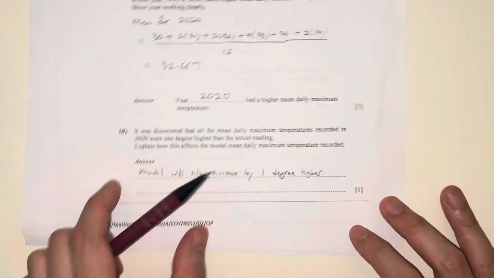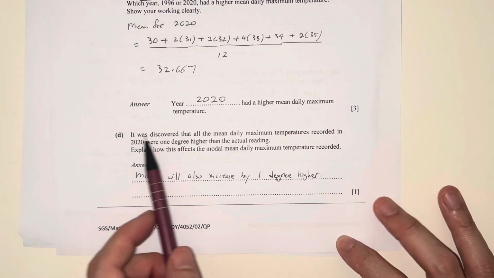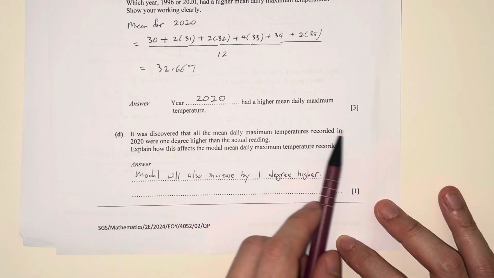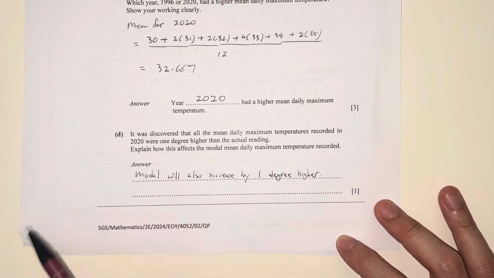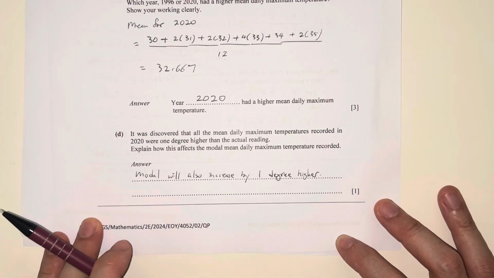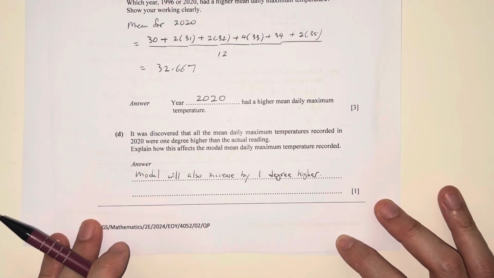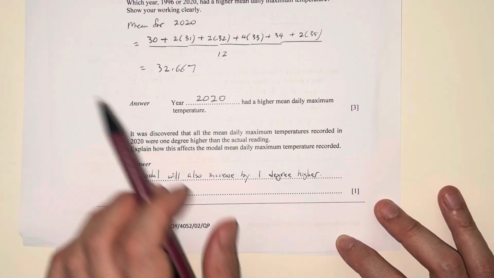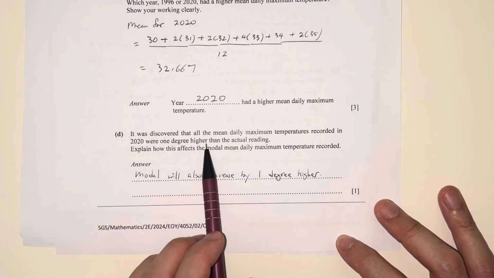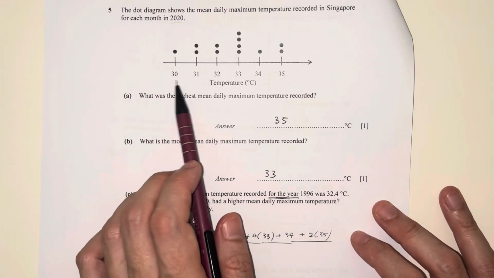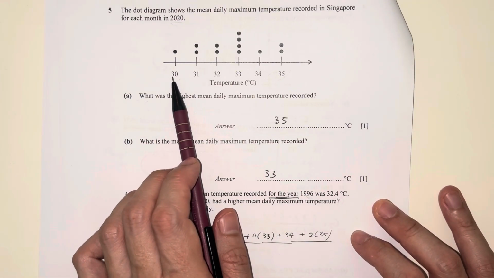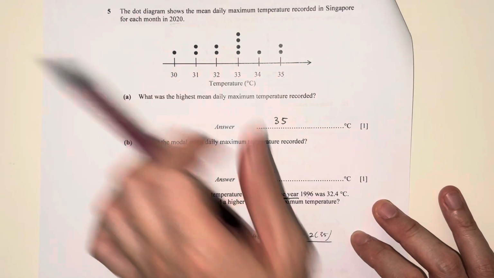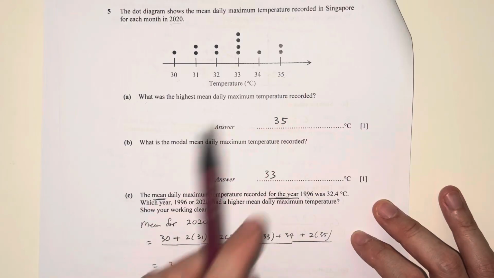That's it. Now the next one, it says that now they discover all the 2022 numbers recorded were 1 degree higher than the actual reading. So how does this affect the mode? You can say that because every number was recorded wrongly, so it's recorded higher, right? So this 30 should have been 29, and of course this 34 should have been 33. So basically all the numbers will shift, so no number should be 35, this 2 should be 34.